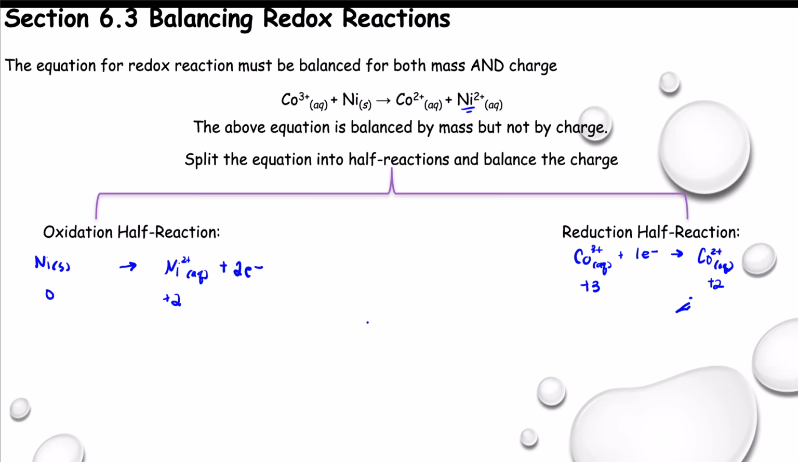Why? Because it's going from +3 to +2, so it has been reduced, it went down 1 value. If you want to go down 1 value, then we need to add in 1 electron.